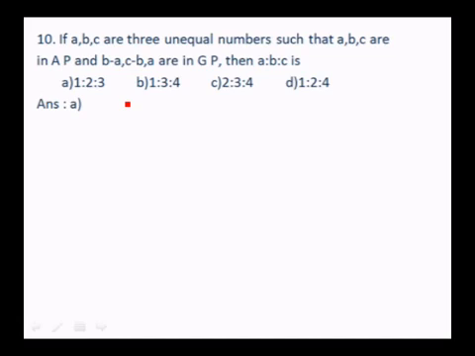If A, B, C are three unequal numbers such that A, B, C are in AP and B minus A, C minus B, A are in GP, then A is to B is to C is, you have got four options: 1 is to 2 is to 3, 1 is to 3 is to 4, 2 is to 3 is to 4, and 1 is to 2 is to 4. So here we are using the concept of both AP and GP.